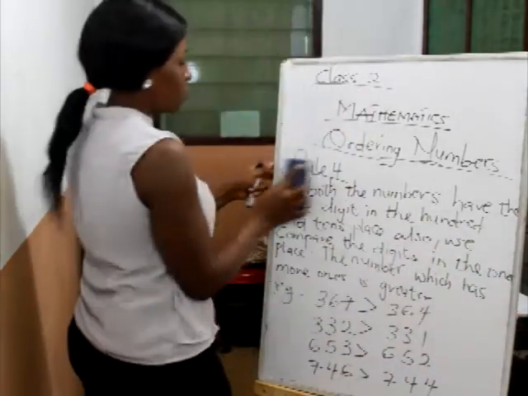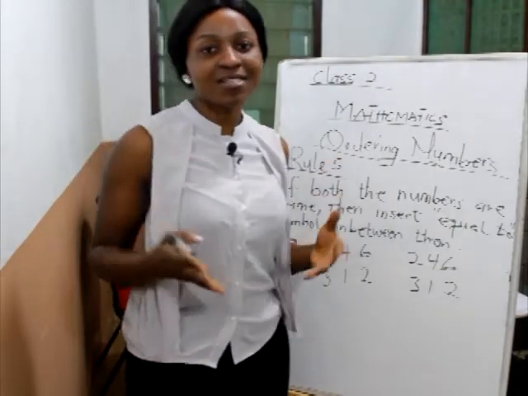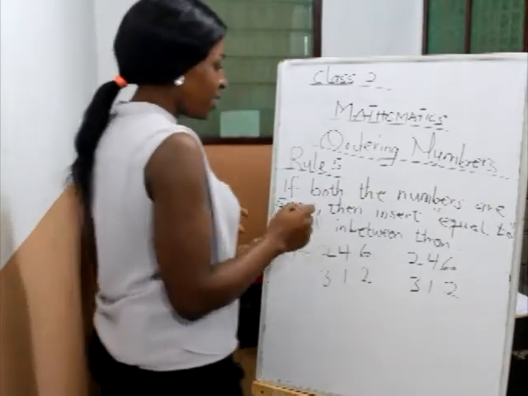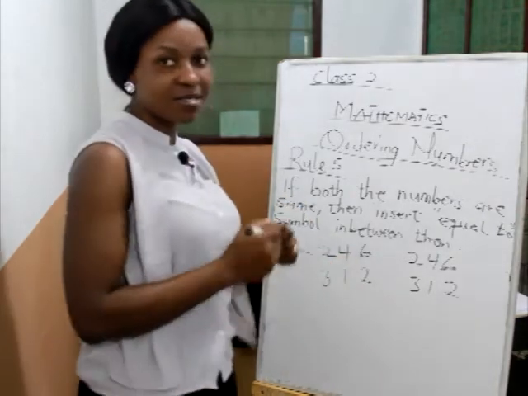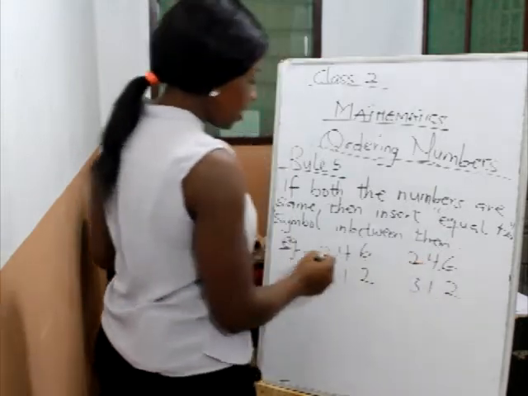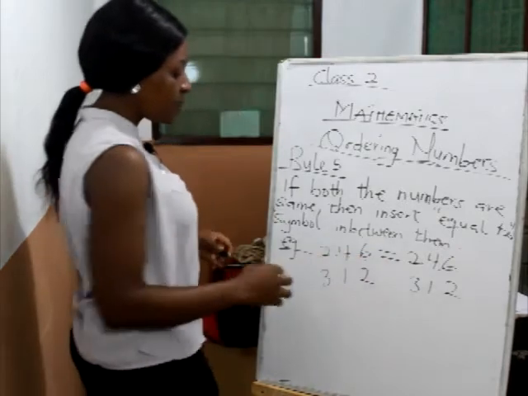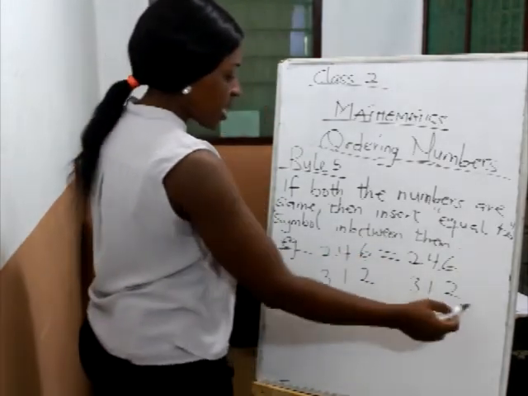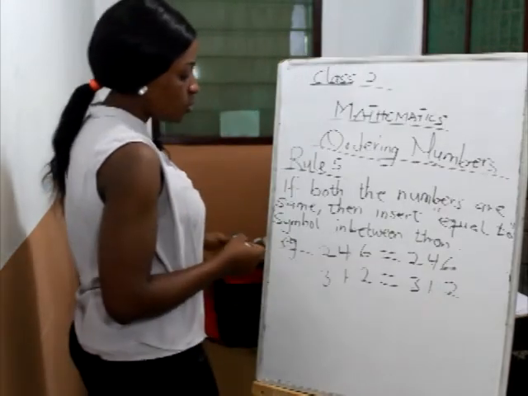Let's go to rule number 5. With rule number 5, it says that when you have two numbers and both numbers are the same, then you insert the equal to sign in between the numbers. So for example, 246, 246. These are the same numbers. So you insert your equal to sign in between them. You have 312, 312. These are the same numbers. So you insert your equal to sign.